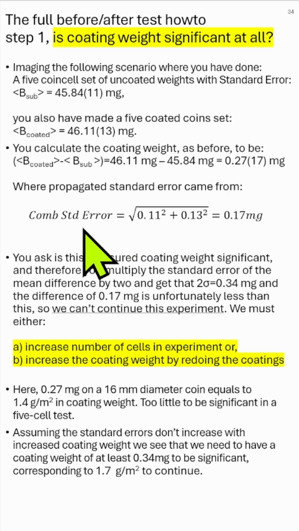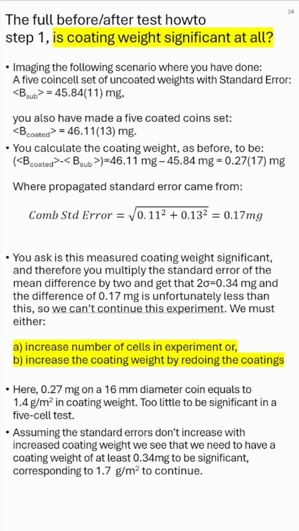So how did we calculate standard error? We just went through that earlier, but here it is again. It is the square root of the sum of those individual standard errors squared, since we're doing a subtraction. 0.11 squared plus 0.13 squared. That sum we take the square root of, and we get 0.17 milligram.